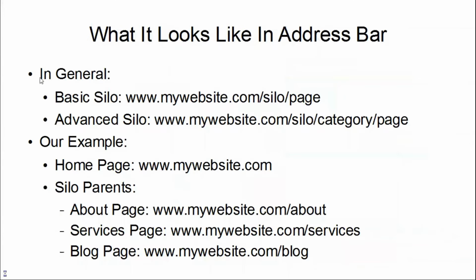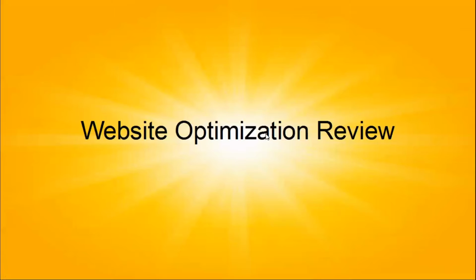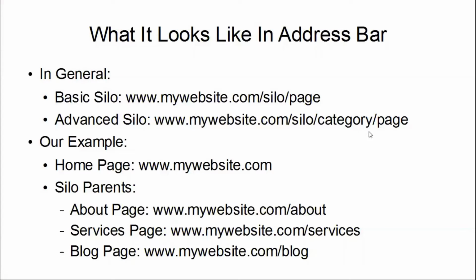And this here is a general idea of what it would look like in the address bar. So you'd see your website address .com/ then the name of the silo / the name of the page. Now you can also get more advanced with that by putting a silo inside a silo, in which case you'd have your silo name, then say the name of a category or sub-silo, and then the name of your page.